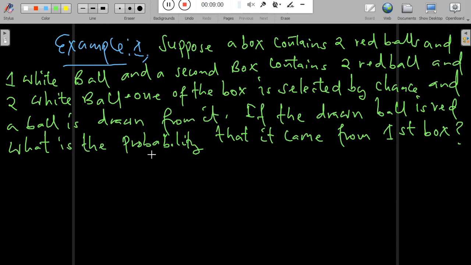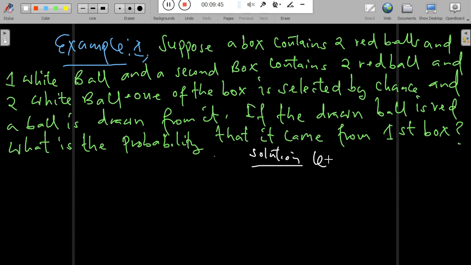So there are 2 boxes and each box contains some balls. The first box contained 2 red balls and 1 white ball, and the second box contained 2 red balls and 2 white balls, as you can observe. And one ball is drawn from one of the boxes. Although the question does not indicate how the draw was divided between the 2 boxes, the color of the ball that was drawn was red. So we are required to find the probability that it comes from the first box.